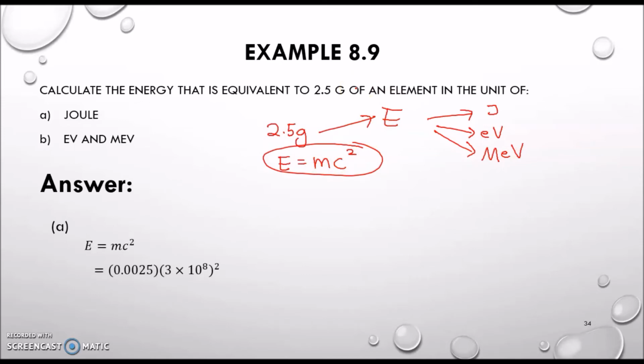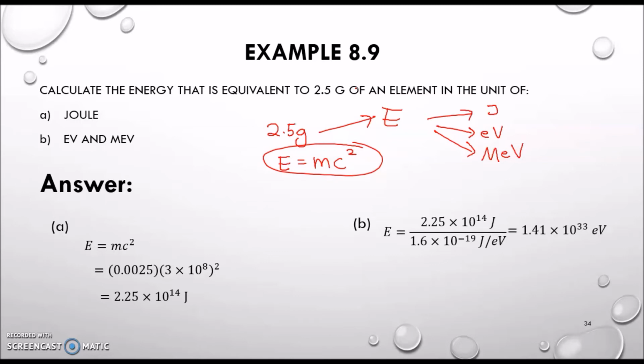When you want to substitute the mass into Einstein's equation, make sure that the unit is in SI unit. So mass, the SI unit is kilogram. So you need to convert 2.5 gram to kilogram, then multiply it with the speed of light squared. You will get your answer in SI unit, which is joule. To convert the unit of joule into electron volt, we can divide with 1.6 times 10 to the power of negative 19. From that equation, you will get 1.41 times 10 to the power of 33 electron volt.